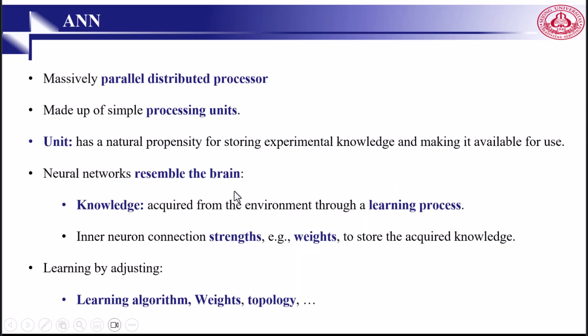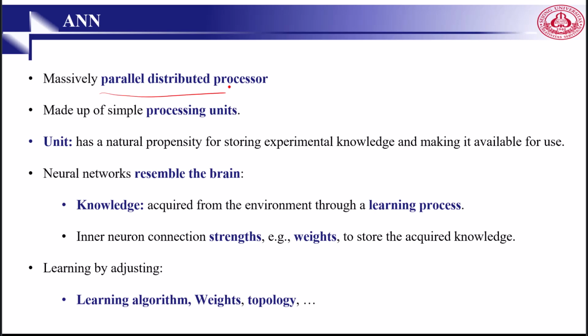The artificial neural network is built upon this biological principle that we have seen. We define an artificial neural network as a massively parallel distributed processor made up of simple processing units or neurons. Each unit, or artificial neuron, has a natural property for storing experiential knowledge and making it available for use.